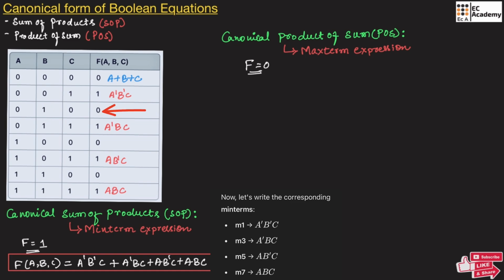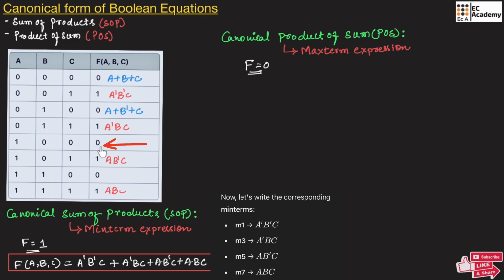So in this row, we are having output as 0 for a is equal to 0, b is equal to 1 and c is equal to 0. So we can write the Maxterm as a plus b dash plus c. So here if you can observe, since b is equal to 1, we have taken the complement of b, and since a and c are 0, we have written the variable as it is.